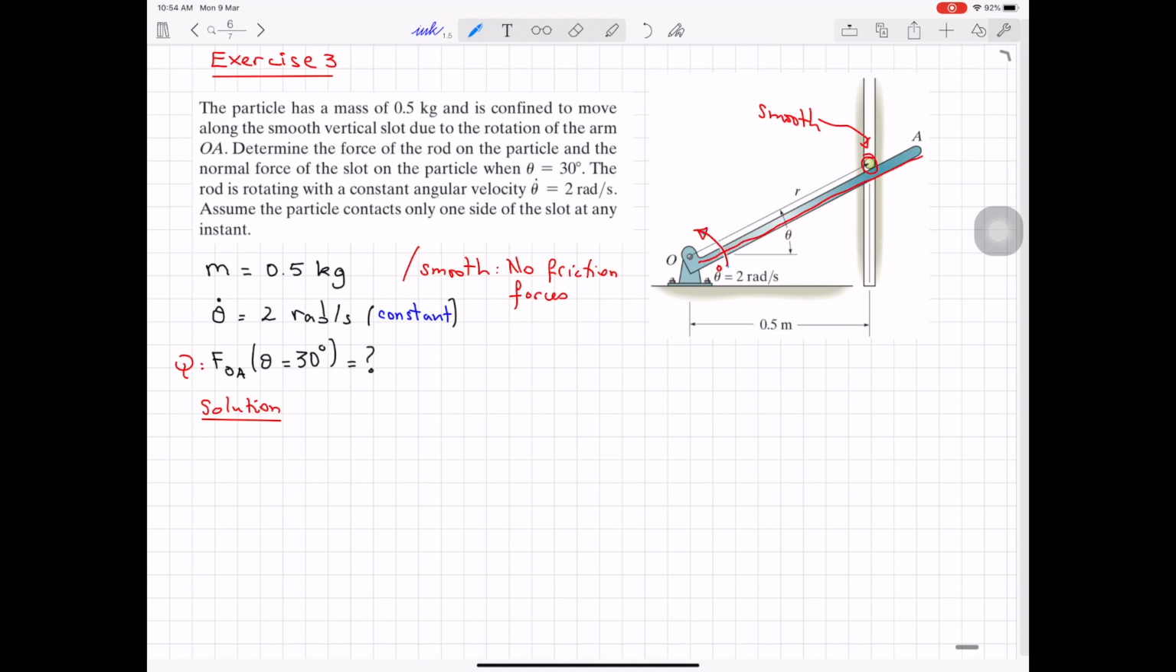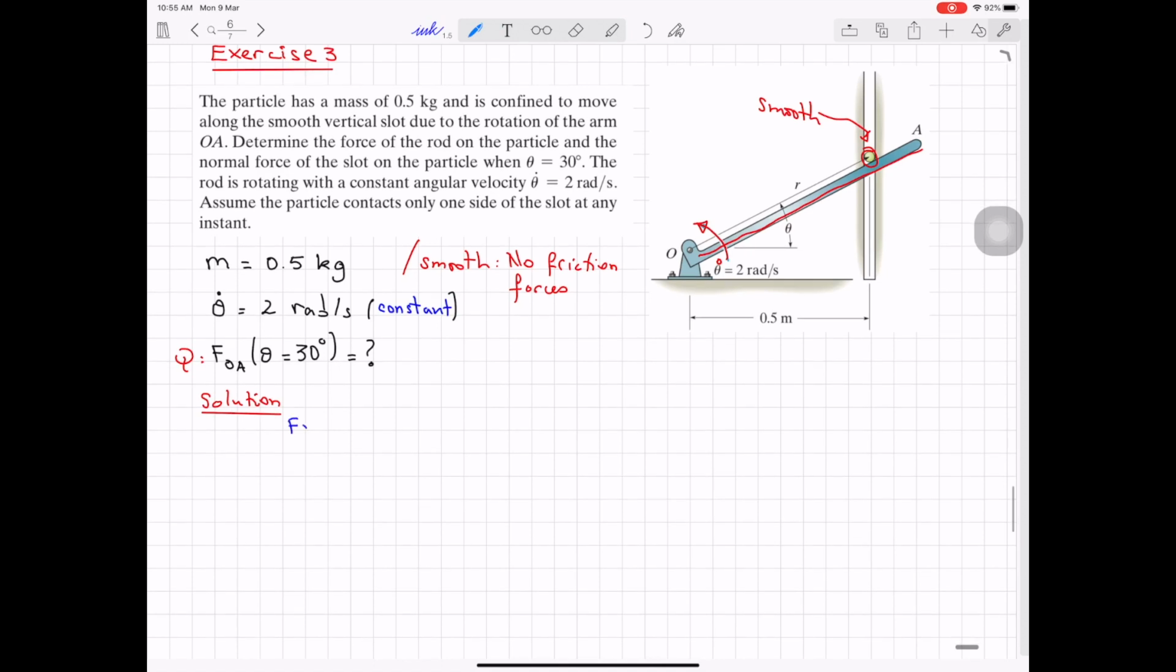So what we are looking for is a force. Since we are looking for force, we will need to set up the equations of motion. And to set up the equations of motion, you will need a free body diagram. So the first thing we should do is draw the free body diagram, then set up the equations of motion, then compute the forces. Okay, so this is step number 2 and this is step number 3.